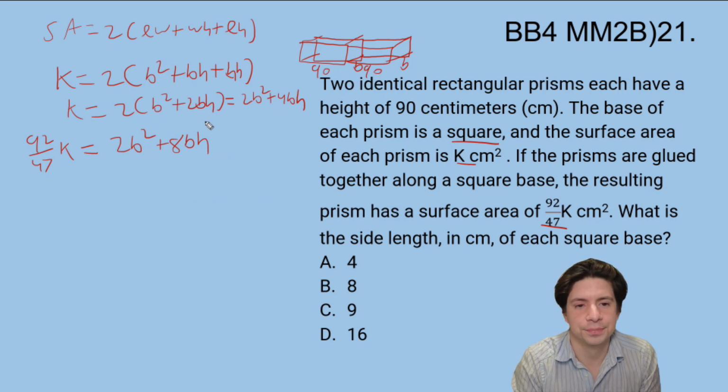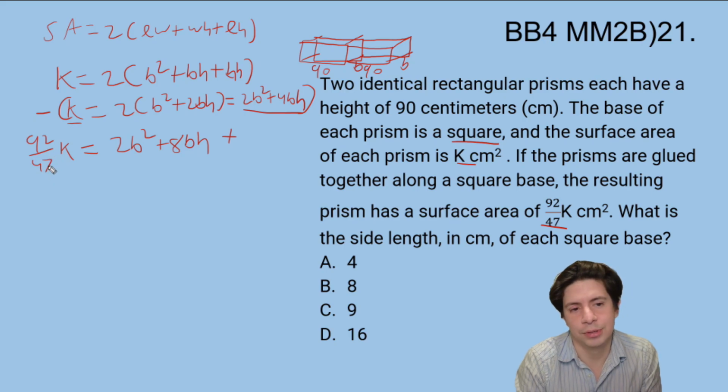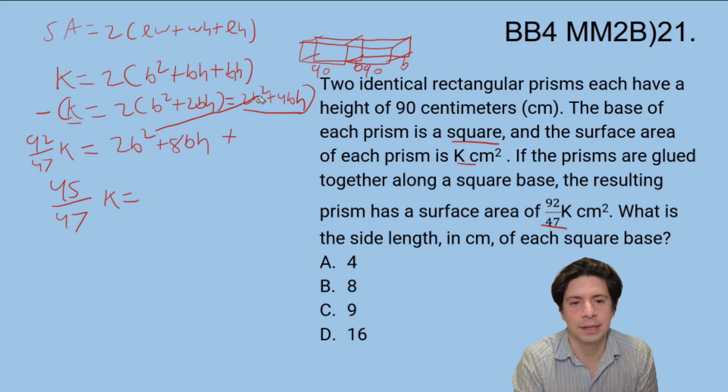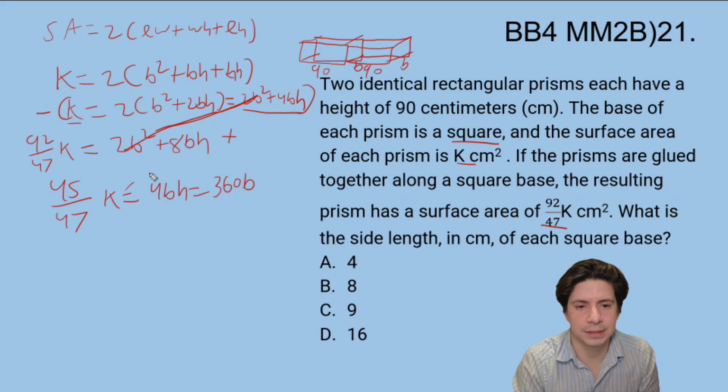Okay, and now we have B and H. So what I'm going to do is subtract this equation from this one and see what happens. So it's going to be negative of this plus this. When we do 92 over 47 minus k, we're going to get 45 over 47k equals 2b squared minus 2b squared. Cancel. 8bh minus 4bh gets us 4bh. And remember, h is 90, so that's going to be 360b. So 45 over 47k equals 360b.